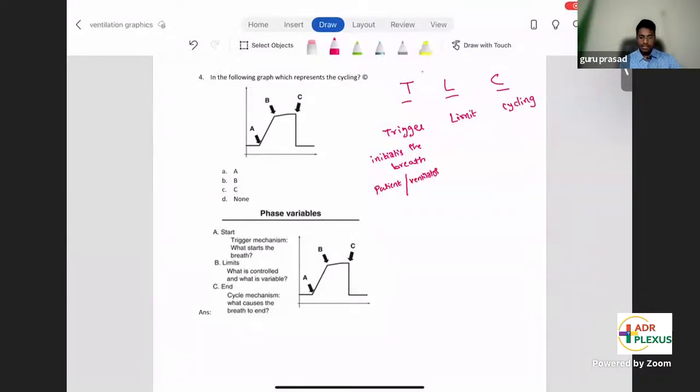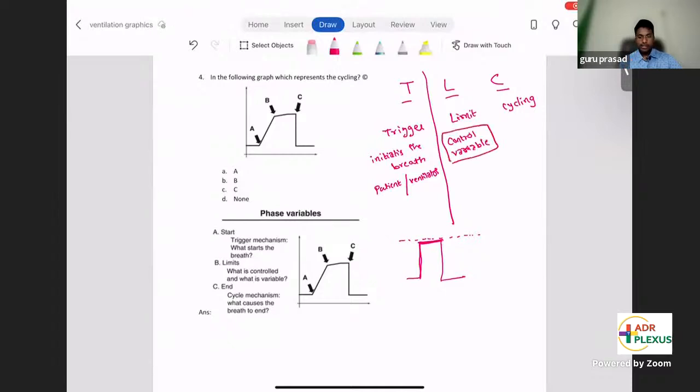Okay. Next is, what is limit? Limit is whenever a patient starts breathing. Let us assume this is a pressure time scalar. So there should be a certain limit or peak after which the ventilator should not over distend your lungs. So the factor that is limiting the maximum pressure or whatever it is, is called the limit. So this is also called the control variable. The other name for limit is also control variable.